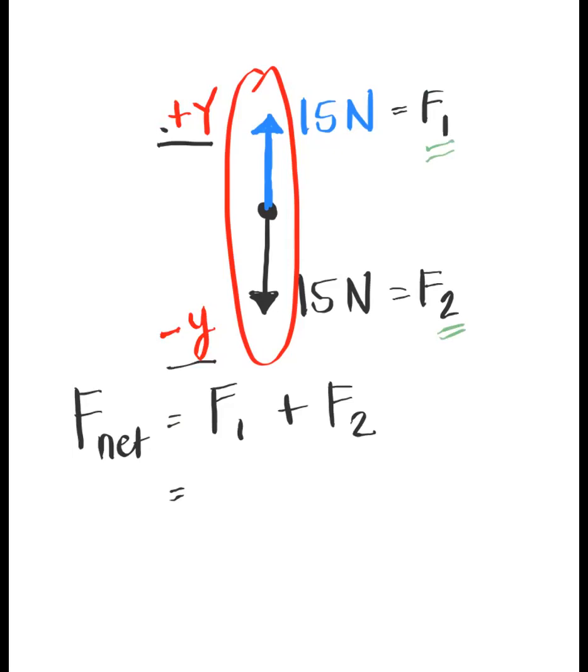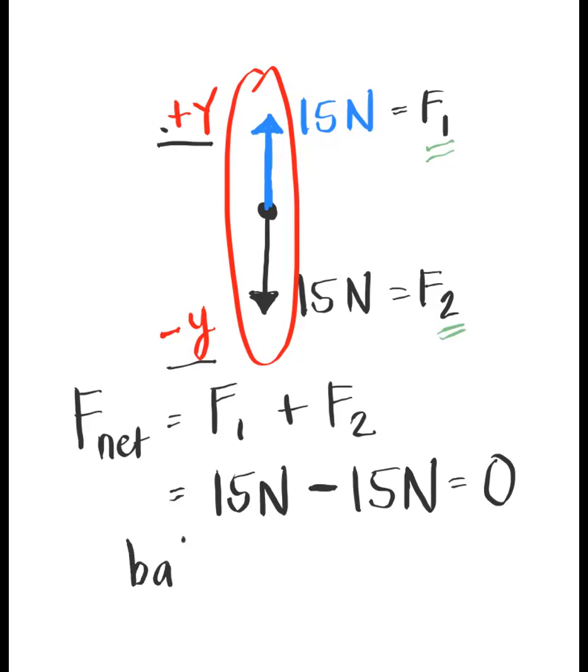So our F1 is on our positive, that is 15 newtons. I'm going to put 15 newtons. And then our F2 is 15 newtons, but it is on the negative. So I'm going to add that negative value, which is also 15 newtons. And so the net force will be equal to 0. So on this chandelier right here, the net force is equal to 0.